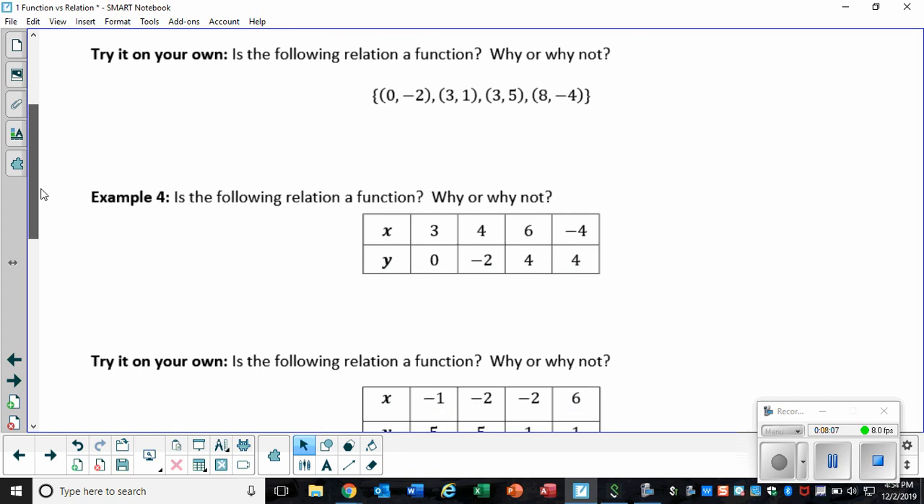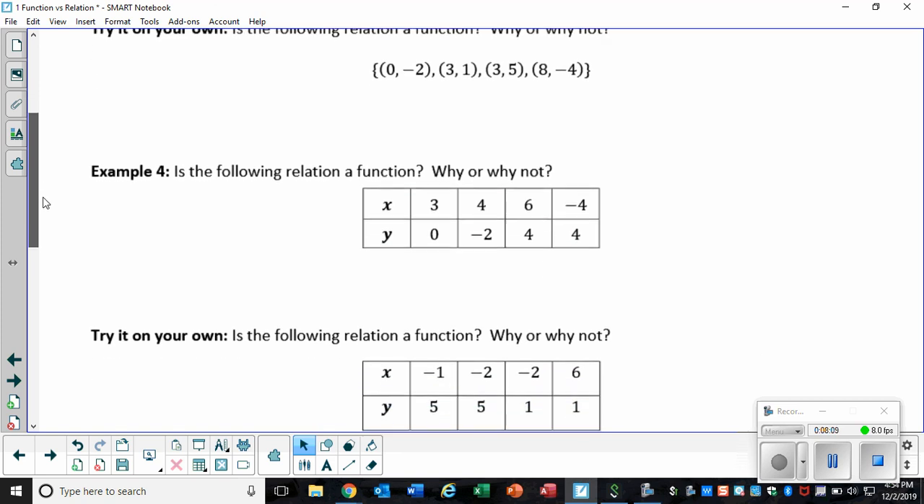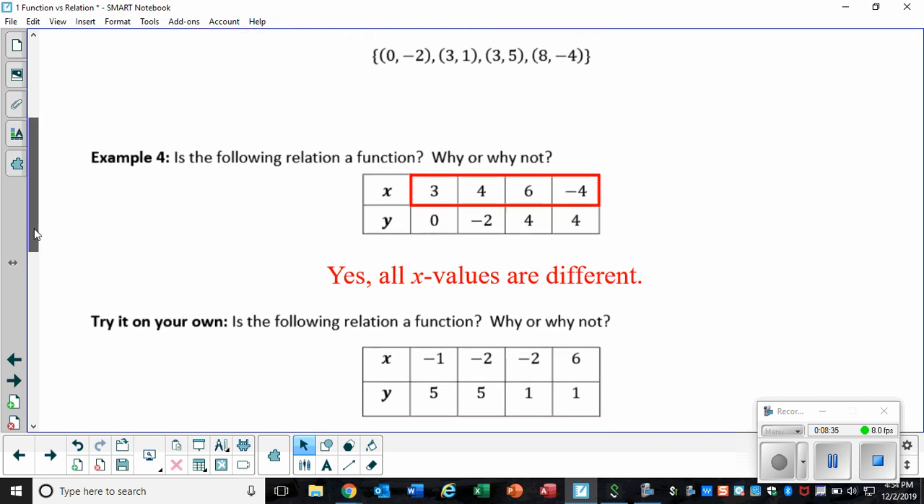If you're given a table, you're going to do the same thing. You're going to focus on the x values and see if they repeat. So here are the x values. I have a 3, a 4, a 6, and a -4. Those are all different. It's okay that I have a 4 and a -4. Those are two very different numbers. So, again, it is a function. All the x values are different. None of the x values repeat. You guys try it on your own.